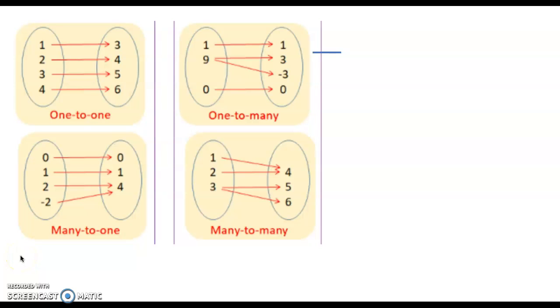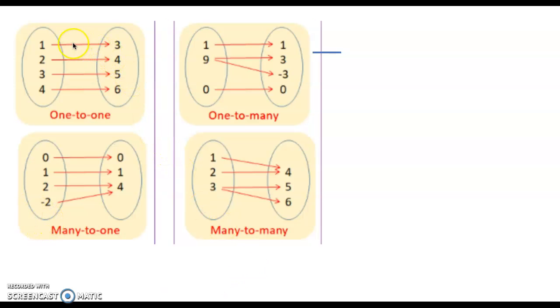Let's go over a few functions and relations examples. So remember, a function relates an input to an output. Each value in the first set is related to one and only one value in the second set. So a few examples here.